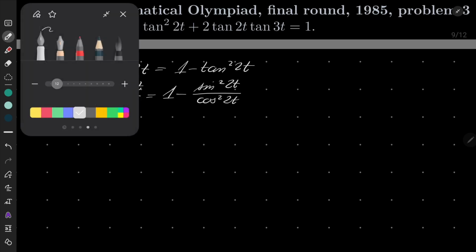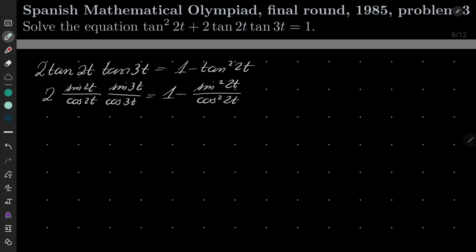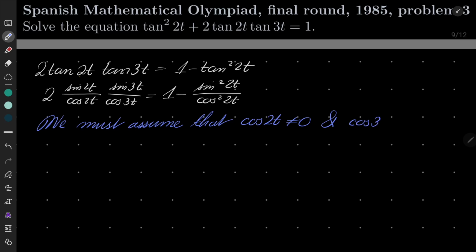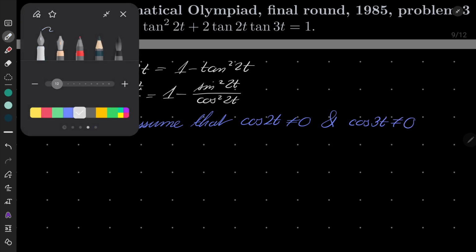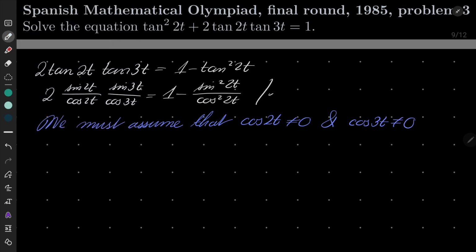Now, maybe it's good to see, we must assume that cosine of 2t is not 0 and cosine of 3t is not 0, because for these values our equation doesn't even make sense. Okay, so now let's take our equation and let's get rid of the denominators by multiplying by cosine squared of 2t and by cosine of 3t.